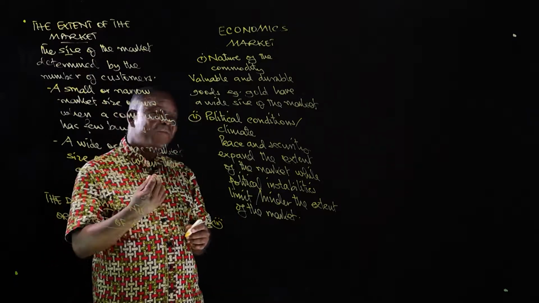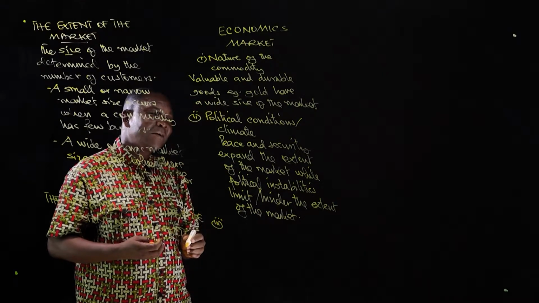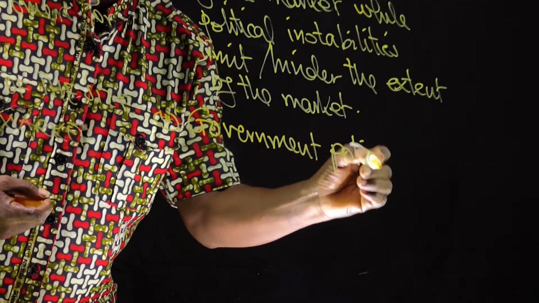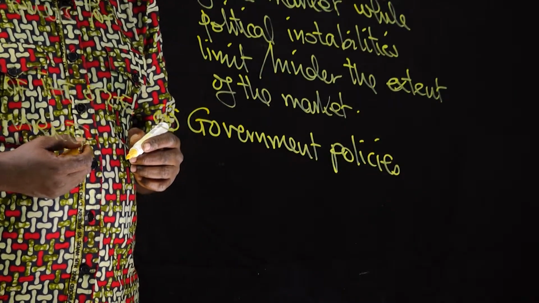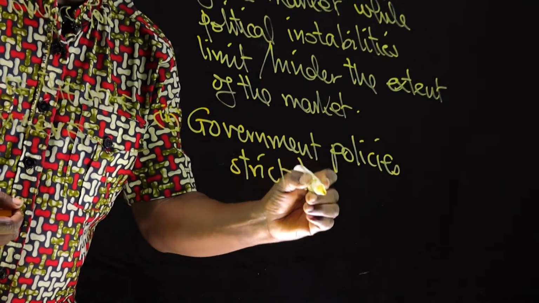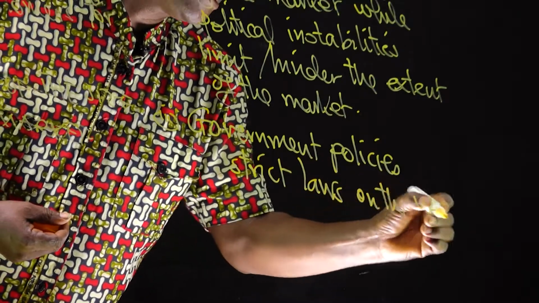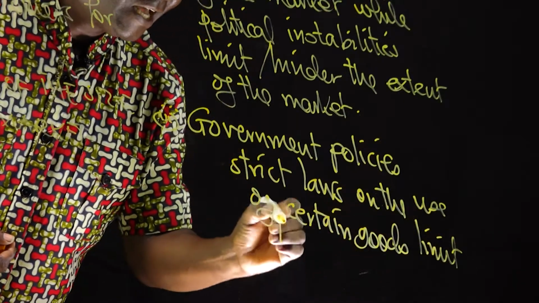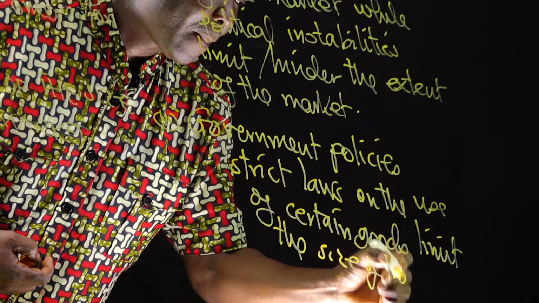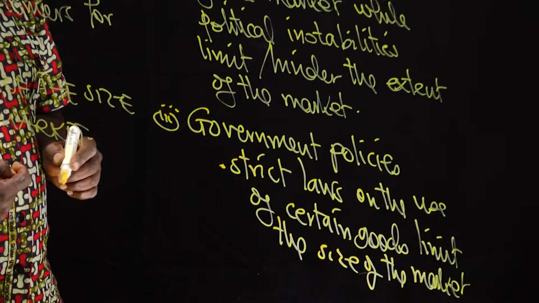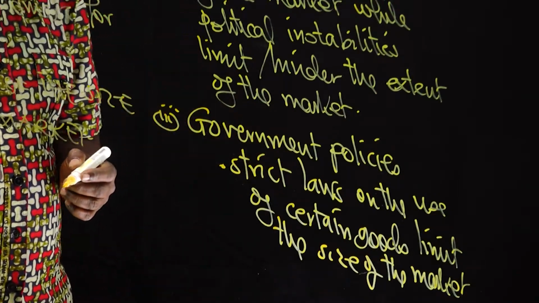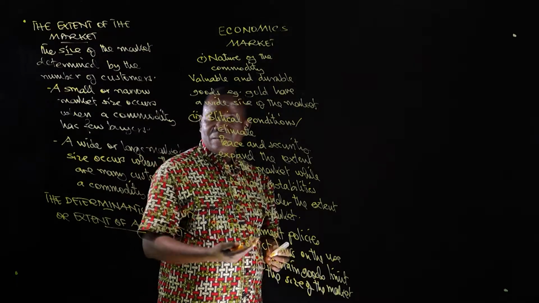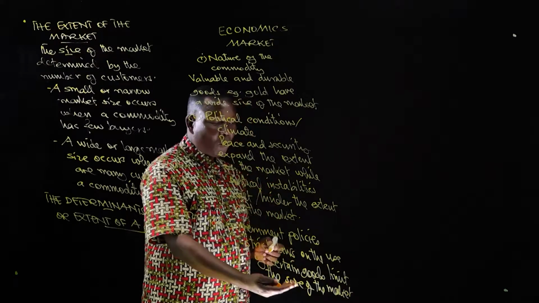Dear students, the third factor which determines the extent of the market is government policy. We have the question of strict laws on the use of certain products, which limit the size of the market. Sometimes the government, for certain reasons, may impose strict laws on the consumption of certain commodities. Such laws reduce the number of customers and therefore lead to a small size of the market.